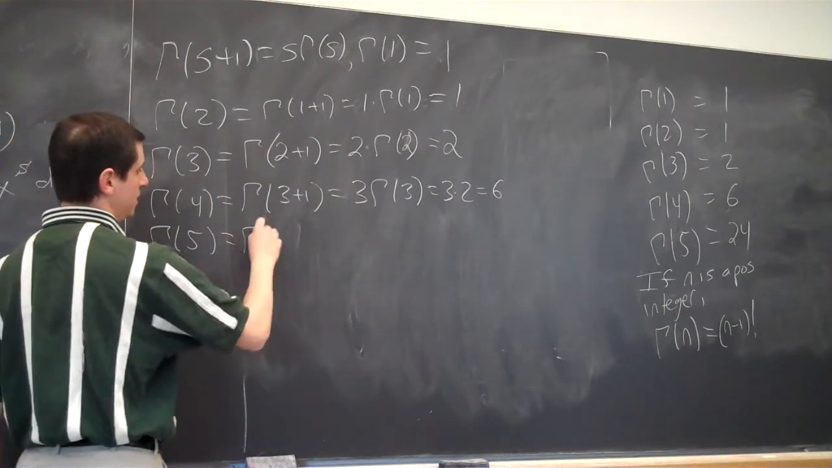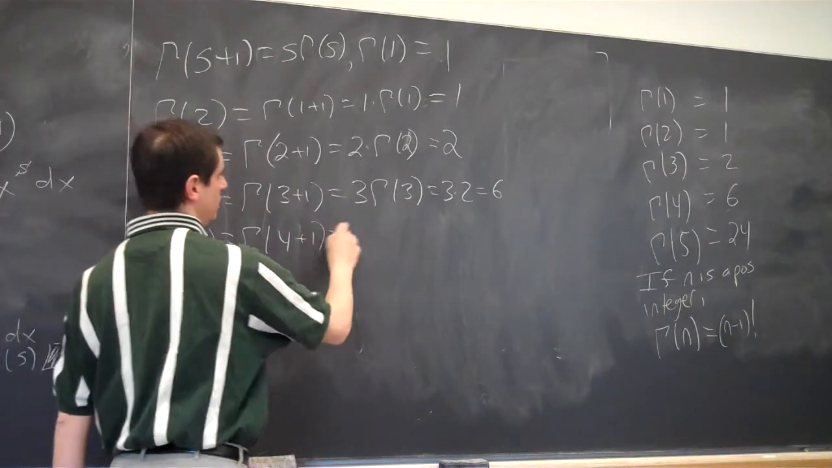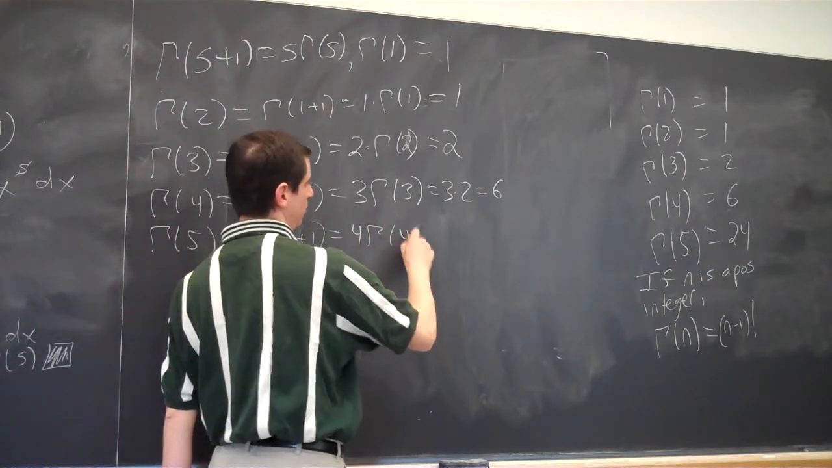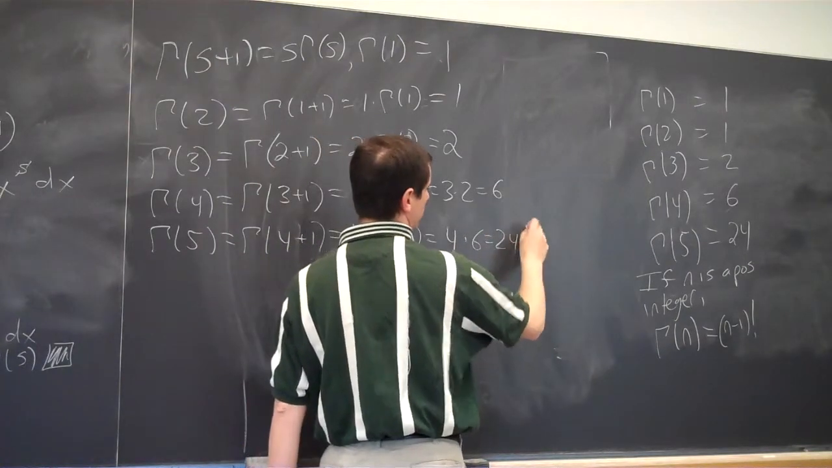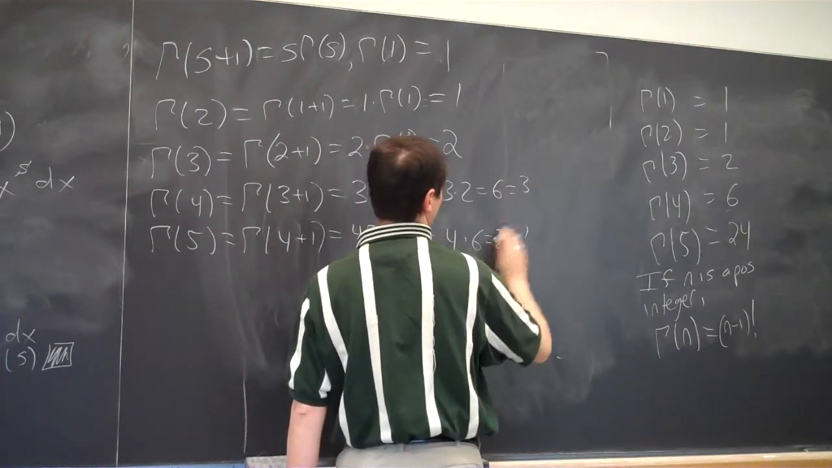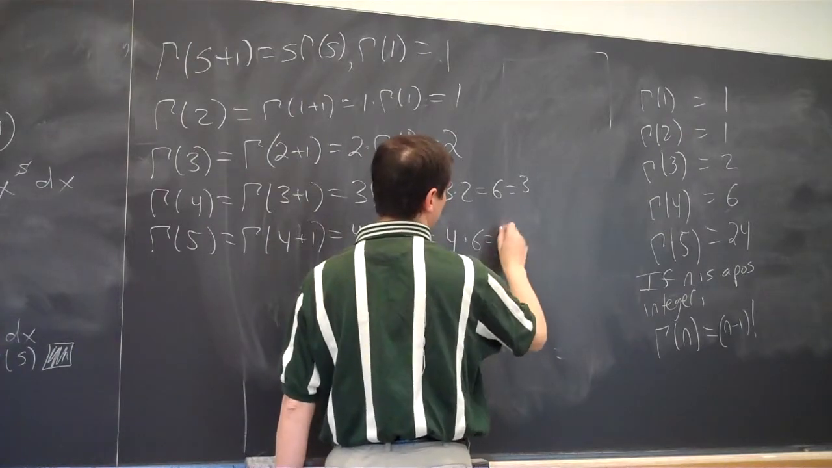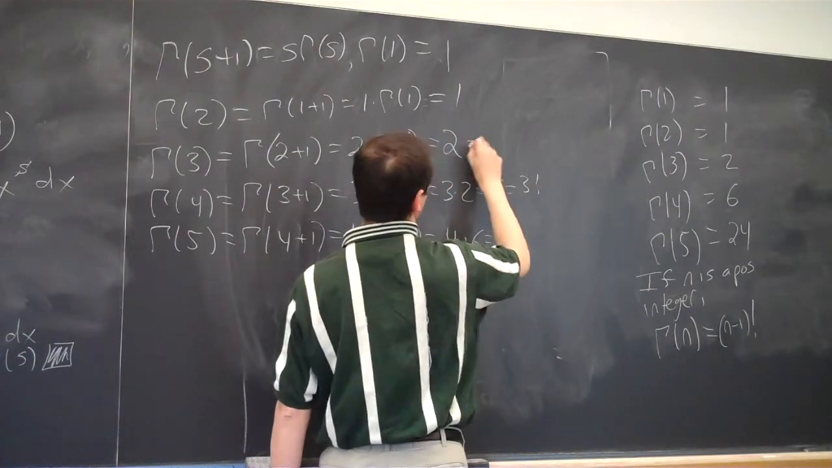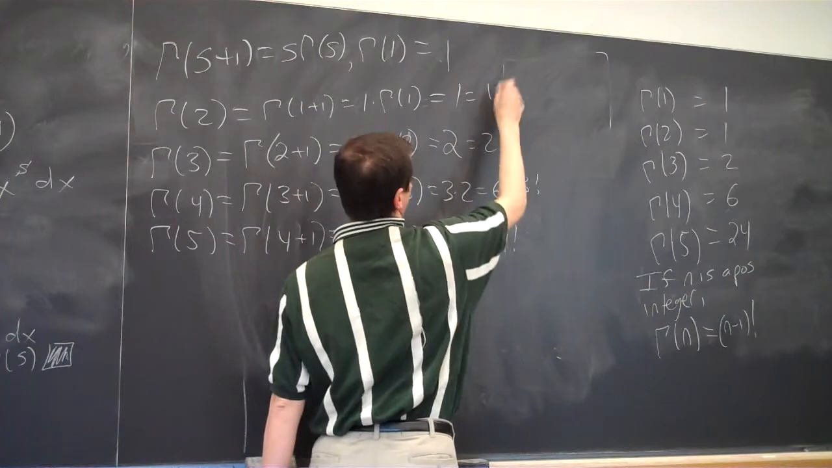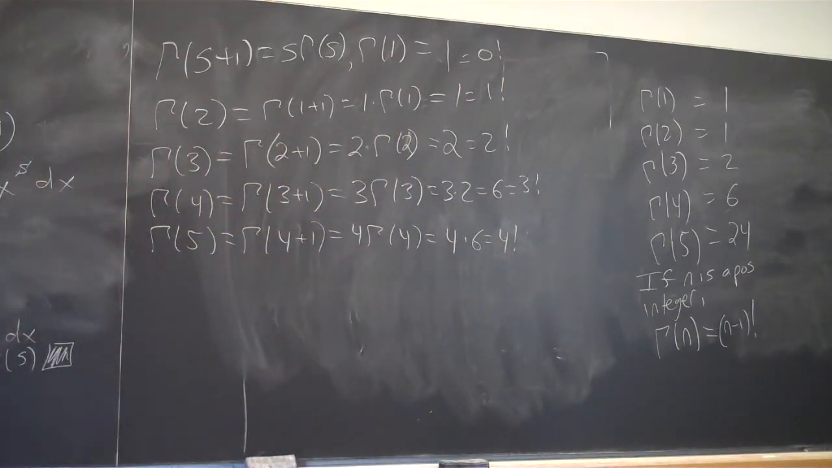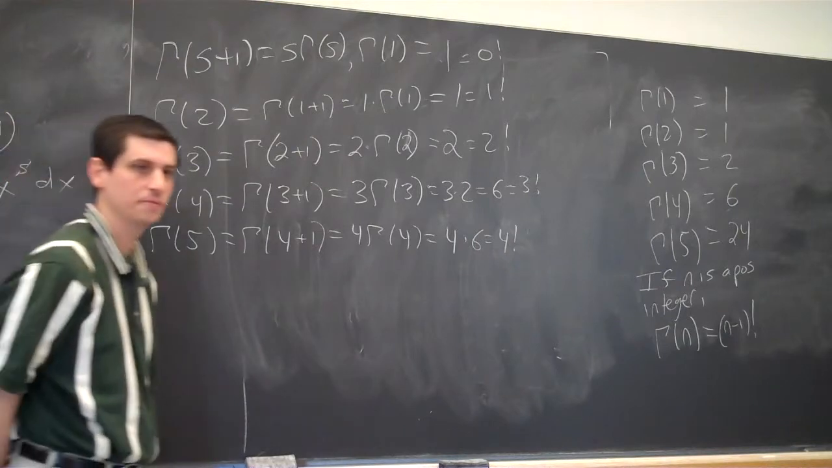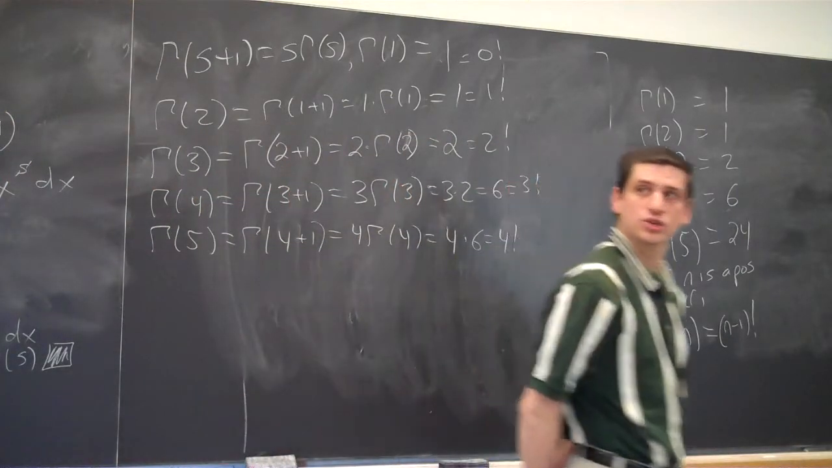Gamma of 5 is gamma of 4 plus 1, which is 4 gamma of 4, which is 4 times 6. And here's my 24. There's my 4 factorial, my 3 factorial, my 2 factorial, my 1 factorial. We've actually mentioned 0 factorial is 1. There's one way to do nothing. Okay? All right, so far so good.